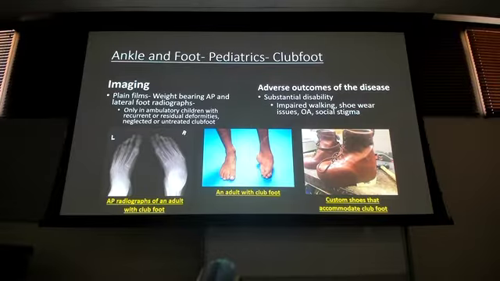Nowadays, especially in the United States, but it probably happens somewhere. But it's obviously going to have pretty significant adverse outcomes. So they're going to have some sort of disability, impaired walking. They may be using a cane a lot of the time if they're older. And then they're going to have difficulty finding shoes. They can get those custom boots like you see on the bottom for a club foot.